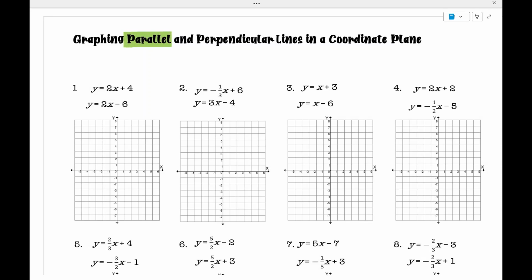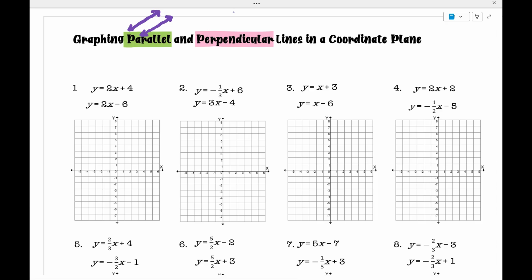We will be graphing parallel lines, which means these are lines that never intersect each other. And there's something special about the way their equation looks, which is what we're going to discuss right now.